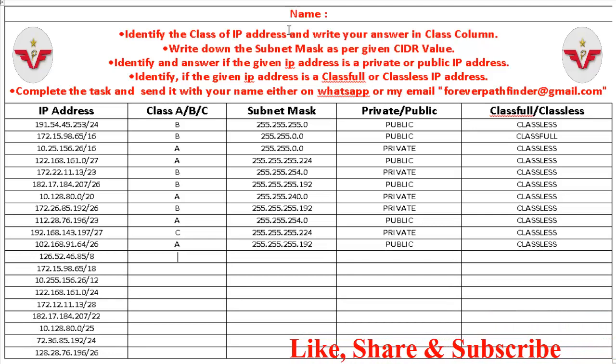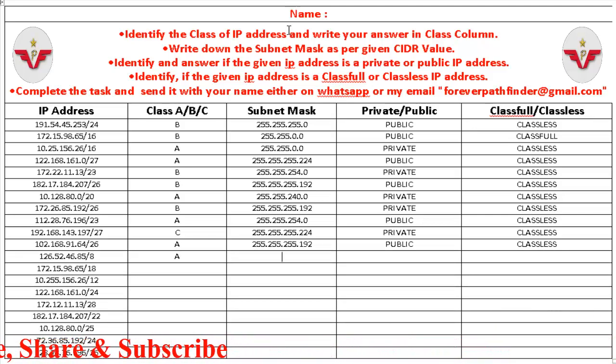Now 126.52. 126 means class A, 8 bits, 255.0.0.0. Is it private or public? As it's a class A IP address with a default subnet mask, it will be classful.